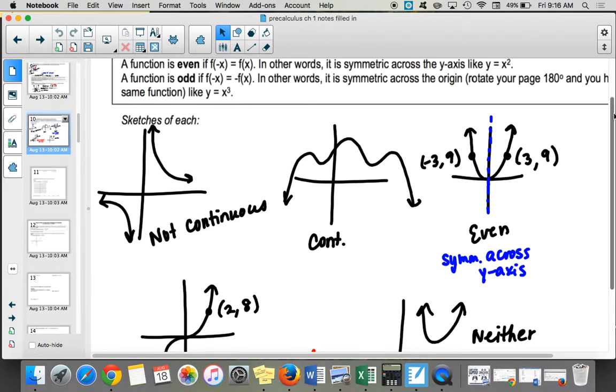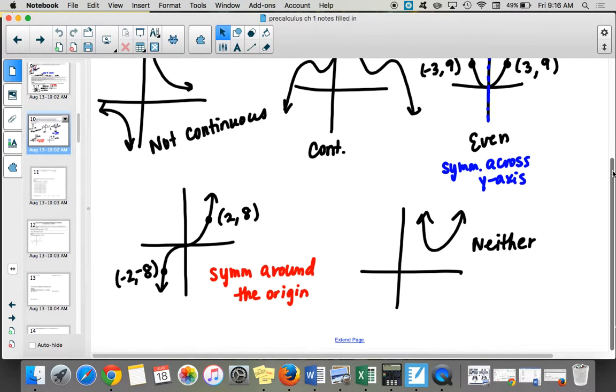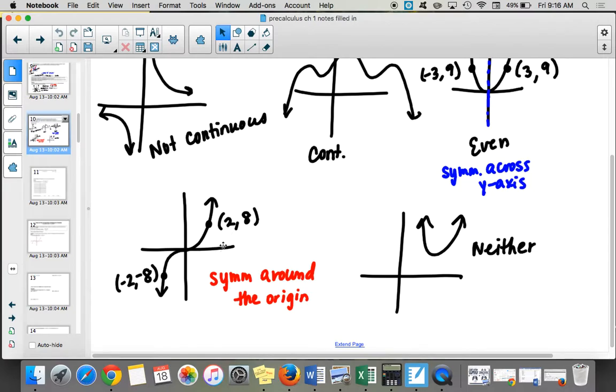An odd function is when you plug in like 2 and negative 2, and you don't get the same thing, but instead you get opposite numbers. So maybe you get 8 and negative 8, right? That would be an odd function. So something like this. That's symmetric around the origin.